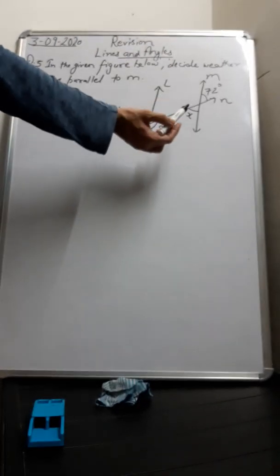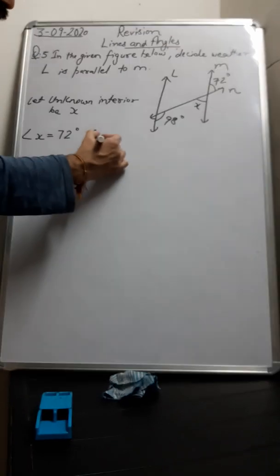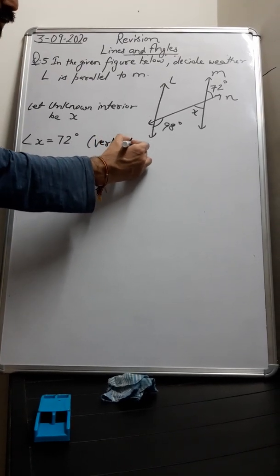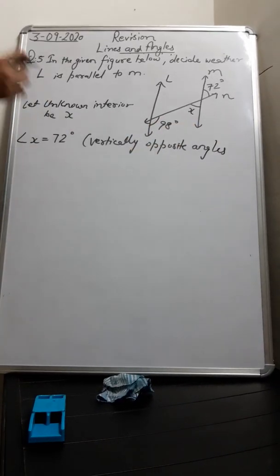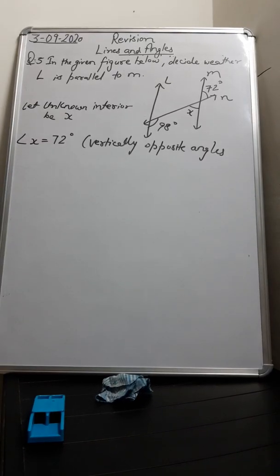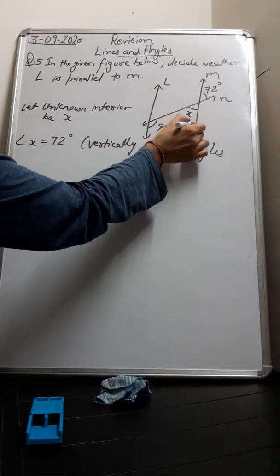Now we can apply the property here. So angle x will be equal to 72 degree because both the angles are having a common vertex and they are opposite to each other. So the reason will be vertically opposite angles. So that's why angle x equal to 72 degree. Now x is 72 degree.